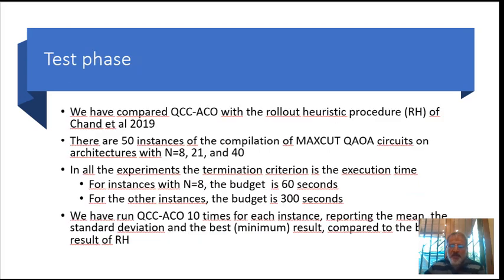I will now discuss the obtained results. As previously anticipated, we have compared our ant colony optimization with the rollout heuristic procedure of Chand et al. 2019. Our benchmark is composed of 50 instances for each quantum hardware chip. In all the experiments, the termination criterion is the execution time, limited to 60 seconds for the N equal to 8 qubit instances and 300 seconds for the N equal to 21 and N equal to 40 qubit instances. We have run the ant colony optimization 10 times for each instance, reporting the mean, the standard deviation, and the best results compared to the best result obtained in Chand et al. 2019.